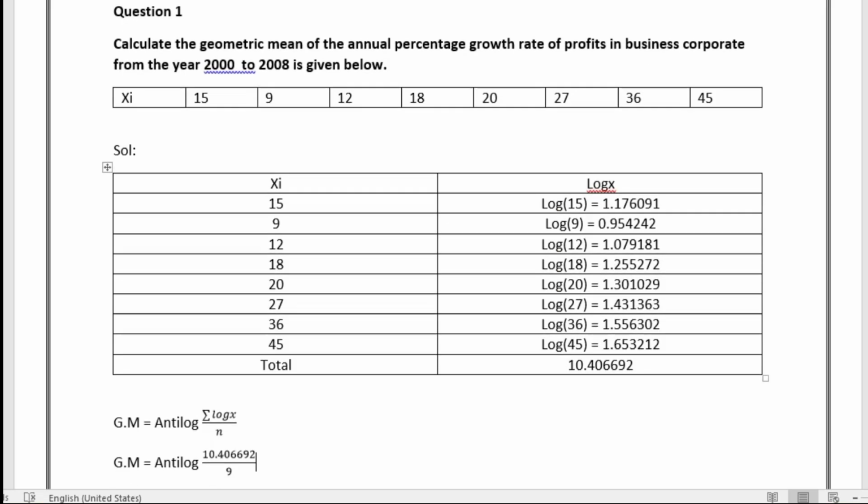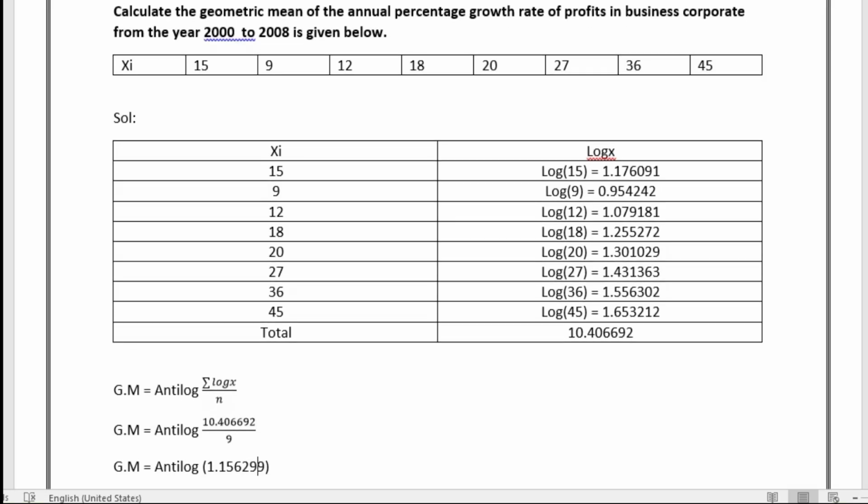So total is equal to 10.406692. Geometric mean is equal to anti-log into summation log. So geometric mean is equal to anti-log into summation log x divided by n, that is 10.406692 divided by n. So n is equal to 9.